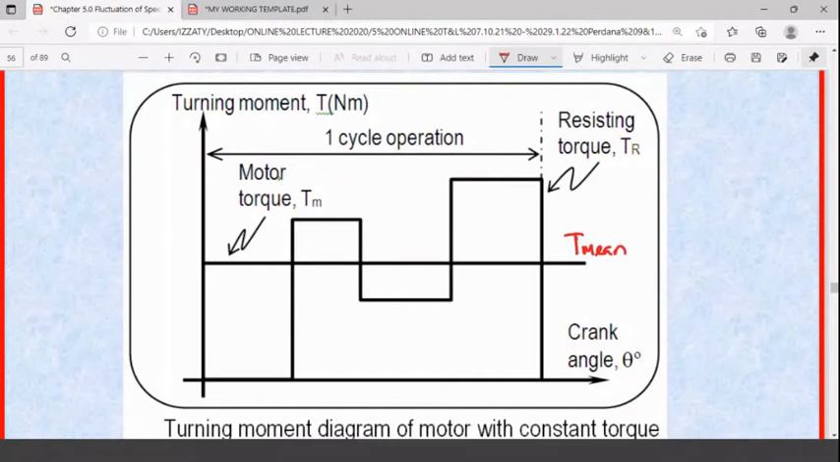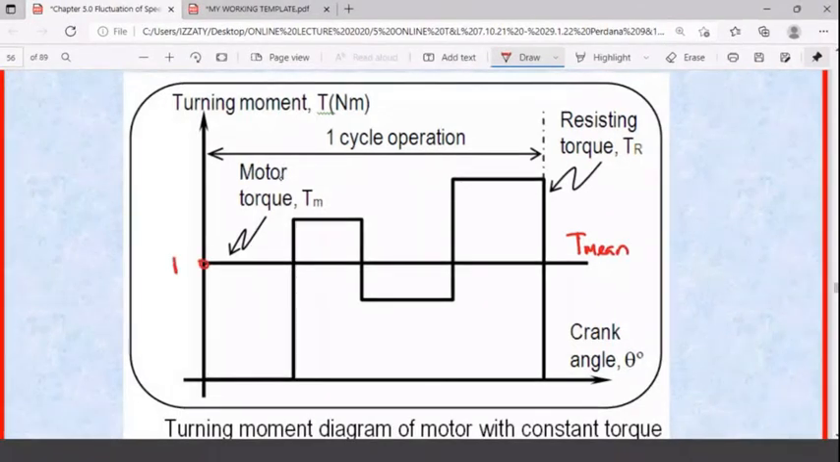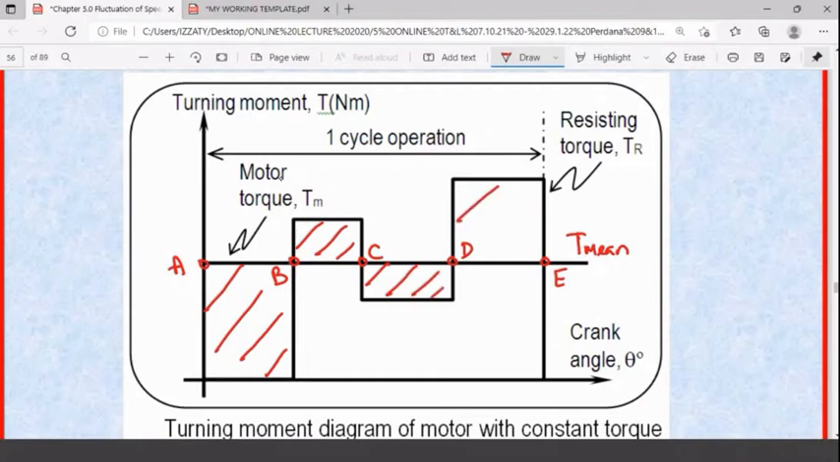Look at it very carefully. This one is T mean. So along the line, you put A. Remember, the intersection points between the line of T mean and the line of the resistance torque give you D and also E. Then you will have a new graph here. The new graph will be below T mean, above T mean, below T mean again, and above T mean if the graph ends at this one. So this is the new graph, and this one is for the energy analysis.